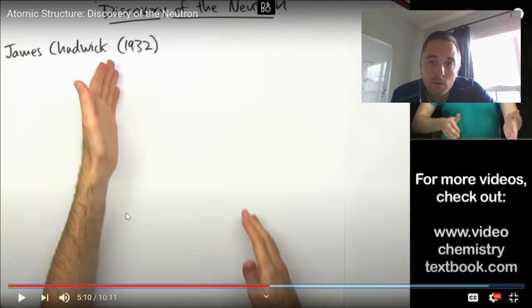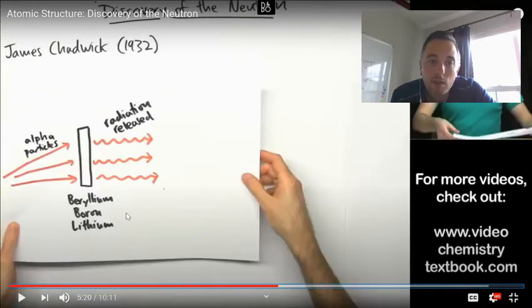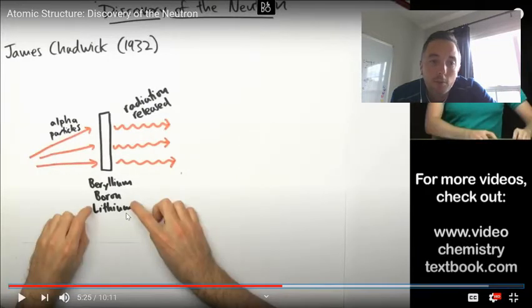Scientists knew that there's something else inside the nucleus. They know there's some particle in there. They don't know what it is. And so Chadwick sets this up. He shoots alpha particles through beryllium, boron, or lithium. And what he finds out is that this radiation shoots off.